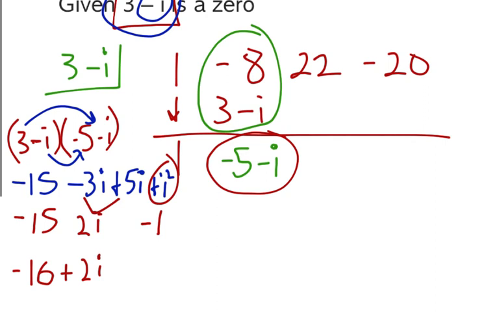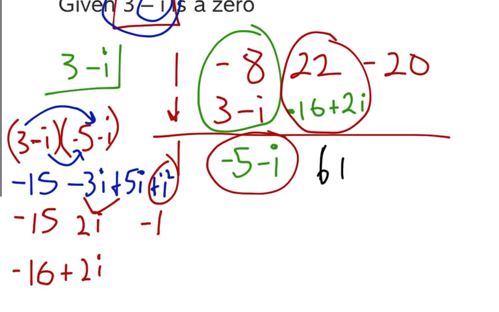So that's going to go right here, negative 16 plus 2i. Now we combine these two, and that gives me 22 minus 16, which is 6, plus 2i.